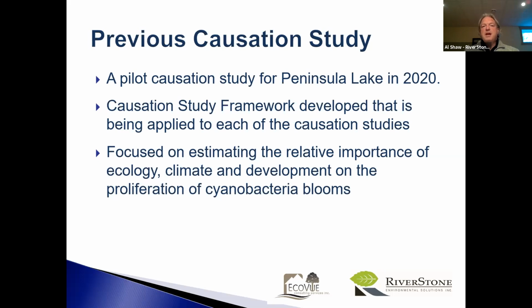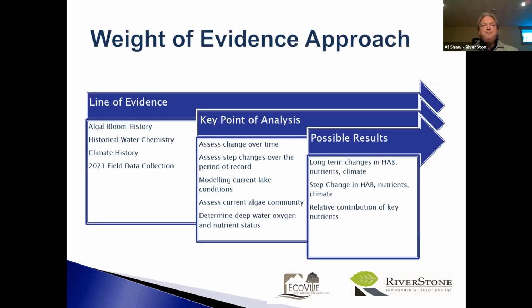And the framework was really intended to take that historical and newly collected data on water quality and algae and understand the importance of the contributions of ecology and shoreline watershed development, climate on the relative contribution, I guess, of those factors for the potential for algae blooms. And in this case, we're going to do the same thing as it applies to Leonard Lake. If we can go on to the next slide there.